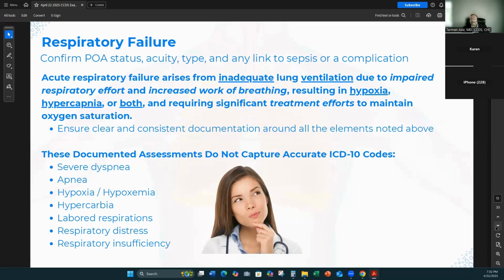And most importantly, we don't want providers to use these less than ideal descriptors below. None of these: severe dyspnea, apnea, hypoxia, labored respirations, respiratory distress. We know these last two, respiratory distress and respiratory insufficiency, commonly appear on provider records, yet they don't align with the ICD-10 code for any kind of acute respiratory failure. So if that's what providers meant to convey, they didn't do so with any of the entries on the bullet pointed list below.